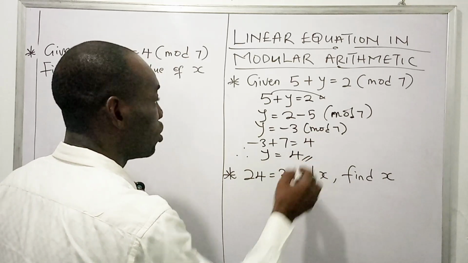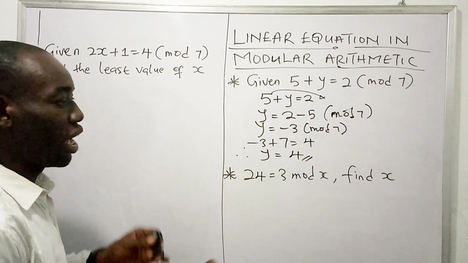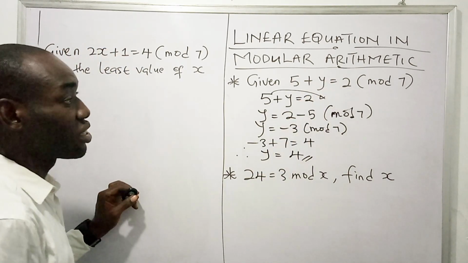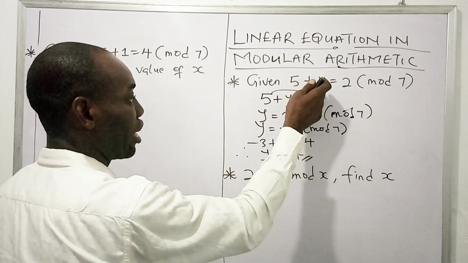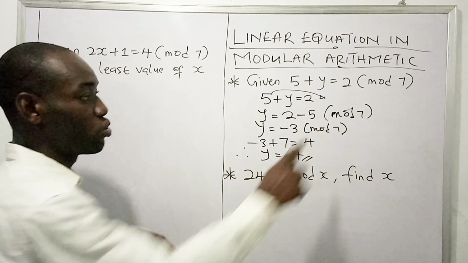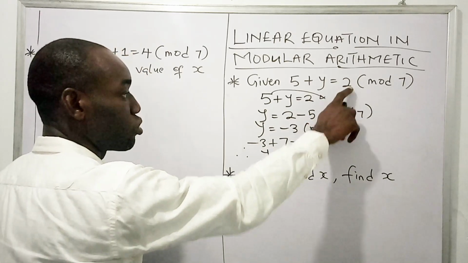So therefore, the value of y in that question is 4. You can also go back and do a check to see if it is correct. Putting the 4 here, that will give us 9 when we add 5 plus 4. We'll divide the 9 by 7 to give us 1 with the remainder of 2. And remember, the remainder is what we usually place as the solution.